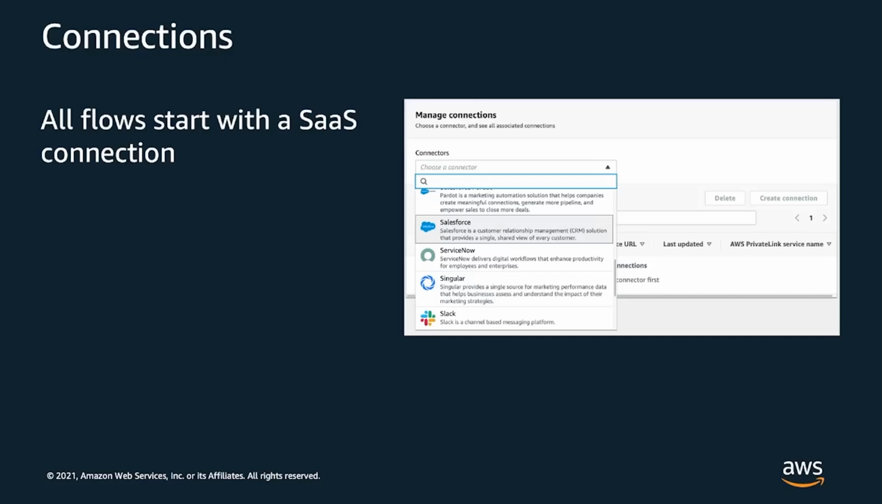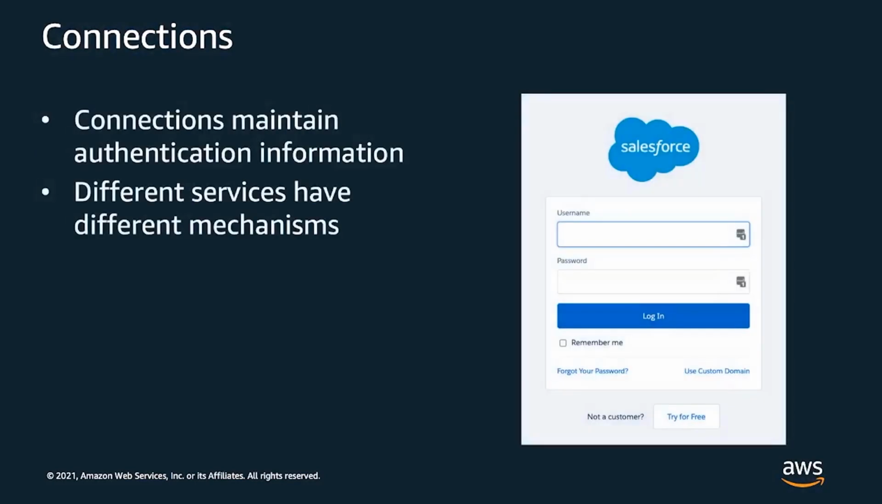So I can go in here and choose what kind of connection I want to do. I want to do a Salesforce connection. I want to connect to Slack, and it'll walk you through instructions on how to set that up. In the Salesforce example, it uses OAuth authentication, and the connection maintains that authentication information. Different services have different mechanisms for this.